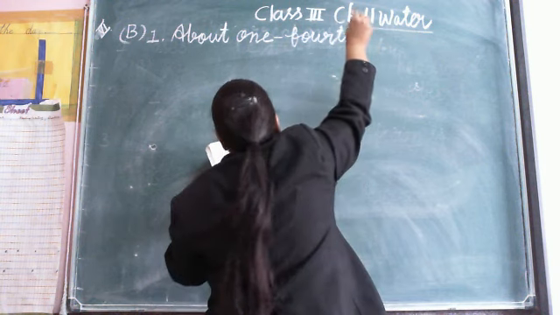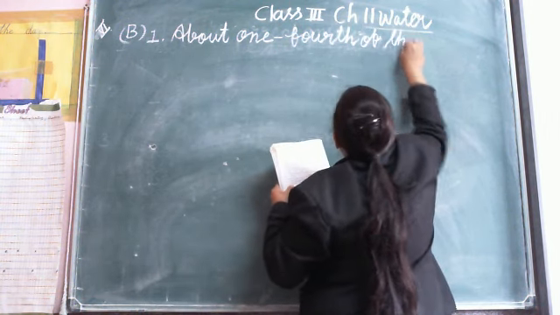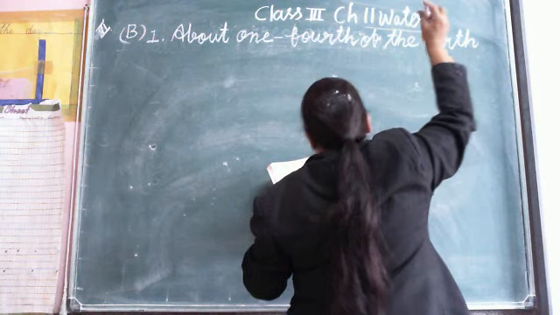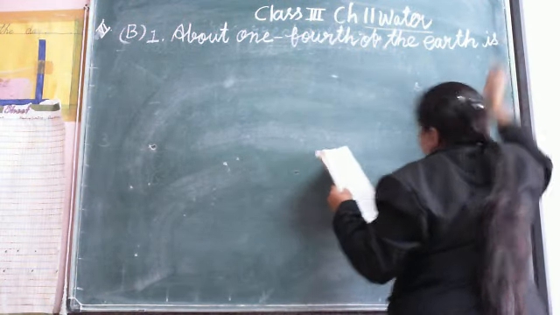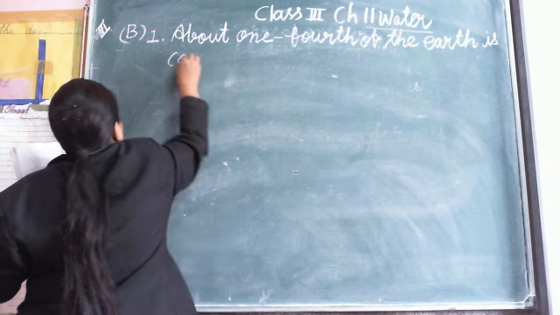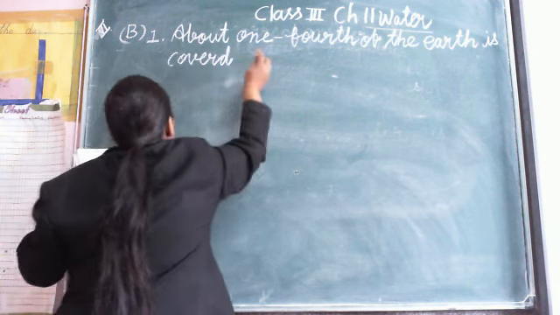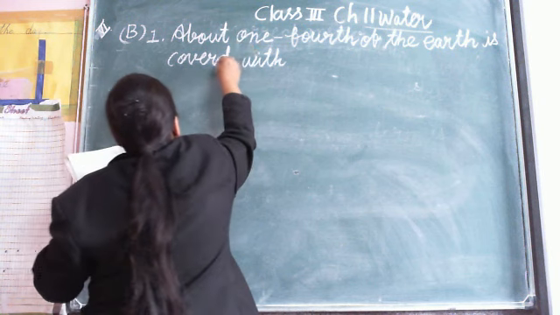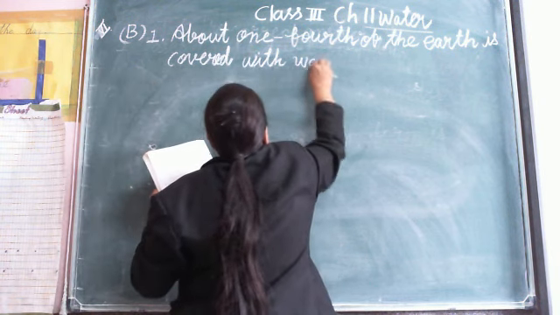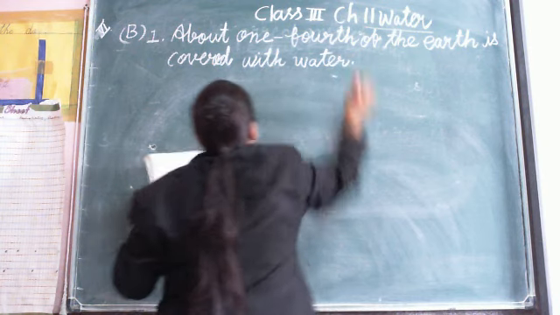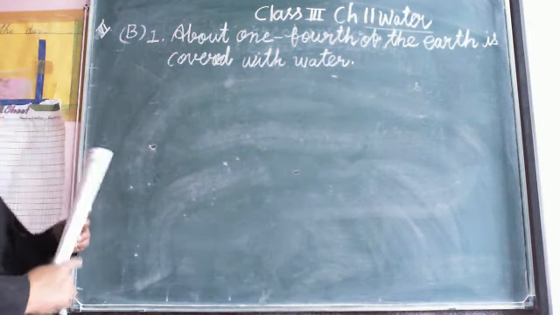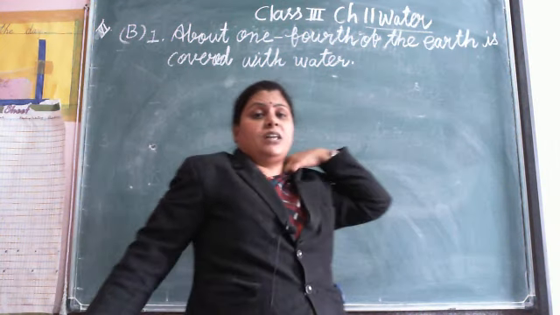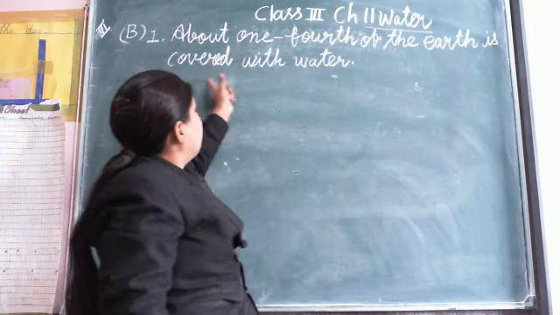About 1/4 of the earth is covered with water. This line is given in the book. But actually, is this right? About 1/4. This statement is right or wrong? No. About 1/3 of the earth is covered with the water.